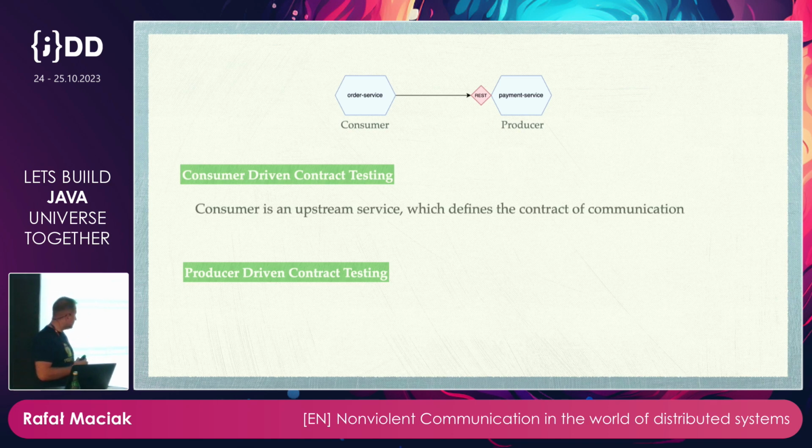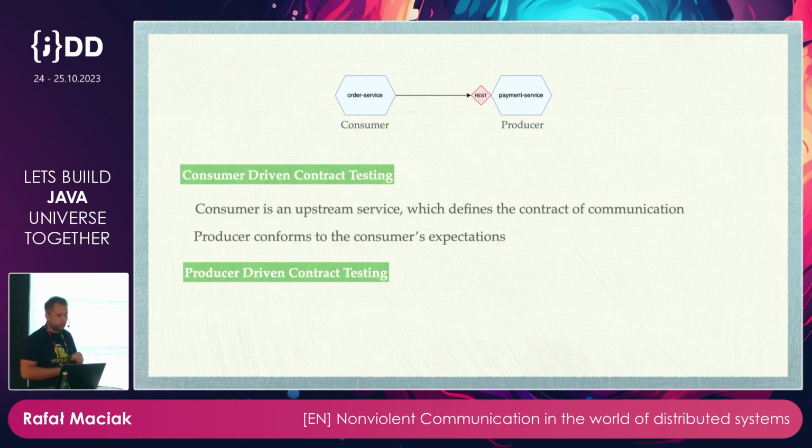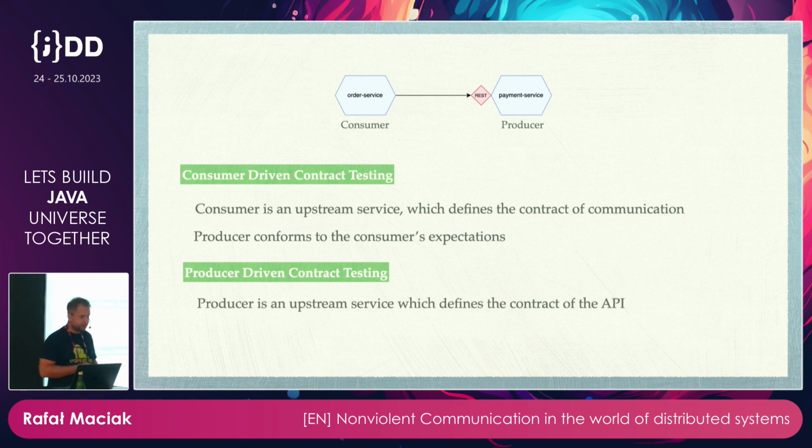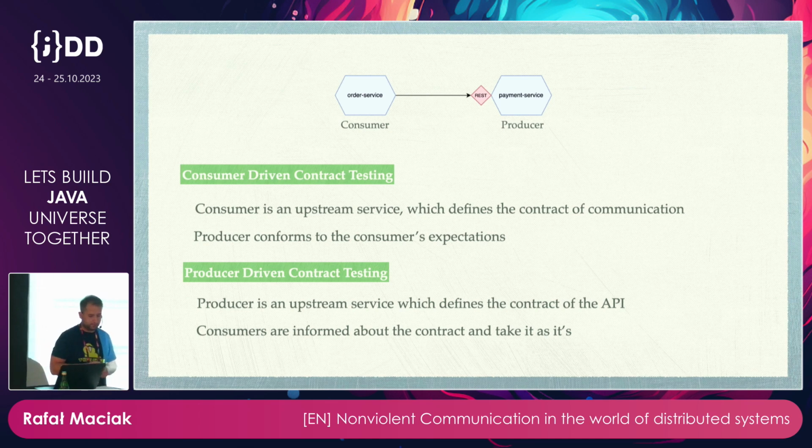In consumer-driven contract testing, the consumer is the upstream service, so the consumer defines the contract of communication. The consumer says how it wants to use the API, while the producer just conforms to the consumer's expectations, so the producer just exposes the API asked for by the consumer. And in producer-driven contract testing, the producer is the upstream service which defines the contract of the API, while consumers are just informed about this contract and use it as it is.